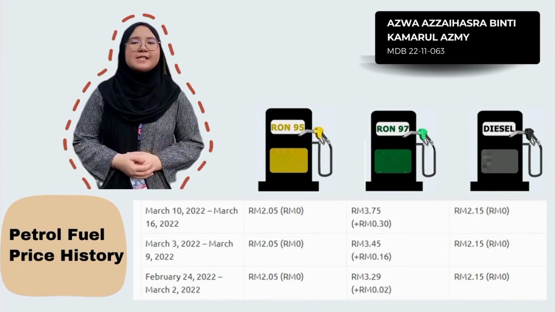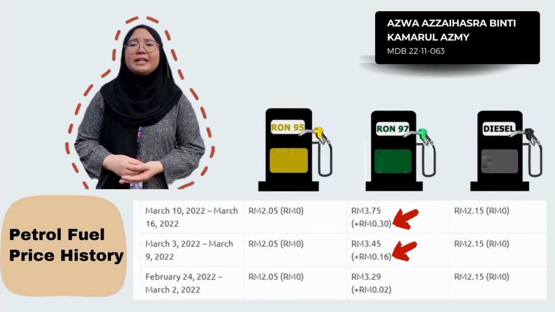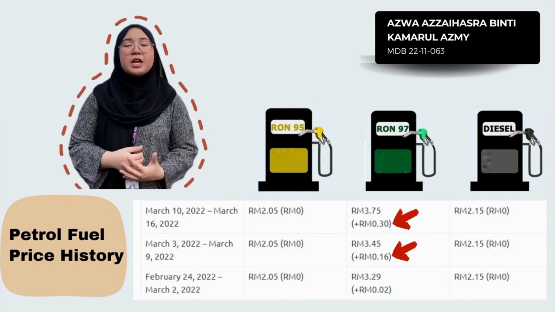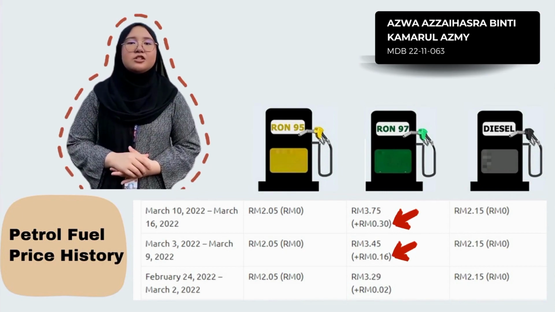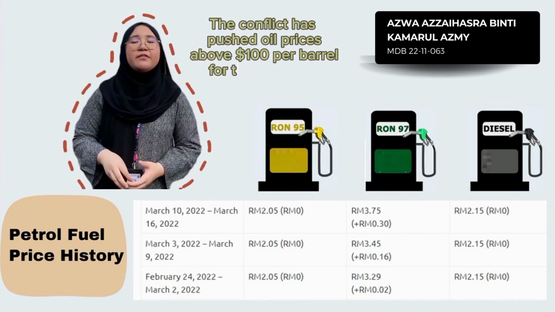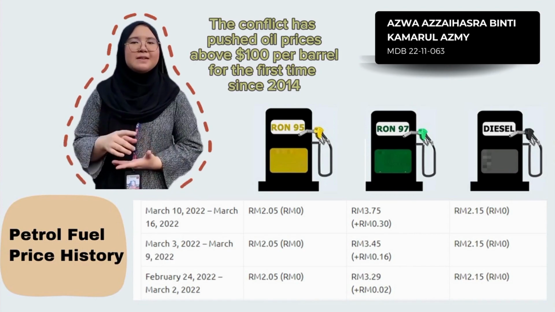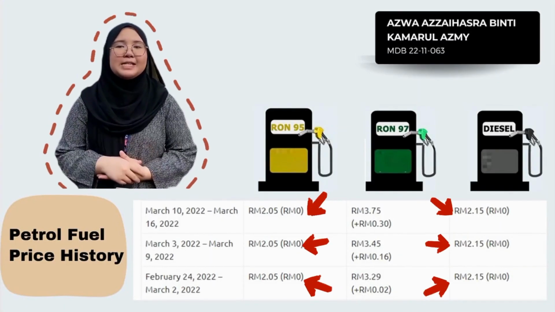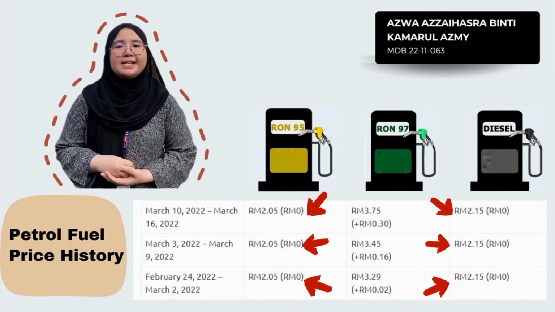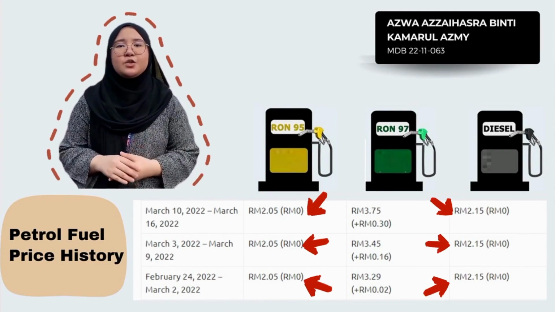RON 97 petrol prices went up by 60 cents from RM3.29 to RM3.45 on March 3, 2022, and another 30 cents to RM3.75 on March 10, 2022. The conflict has pushed oil prices above $100 per barrel for the first time since 2014. While higher oil prices benefit petrol companies, the government needs to provide more subsidies, keeping RON 95 and diesel prices steady at RM2.05 and RM2.50 per litre to mitigate the impact in the short term. This strains Malaysian people who might switch to RON 95, reducing purchasing power after RON 97 reached a new high.